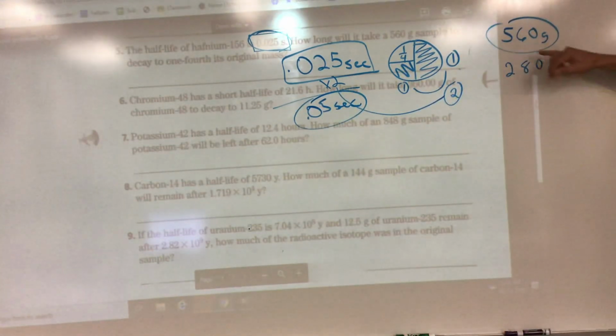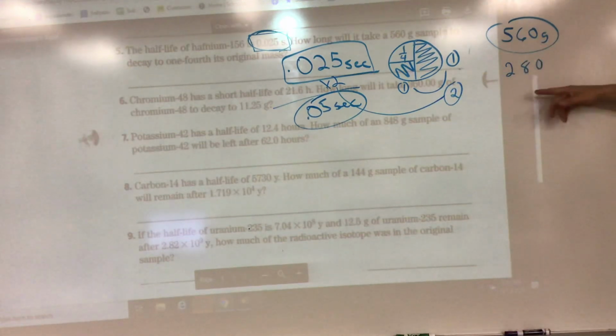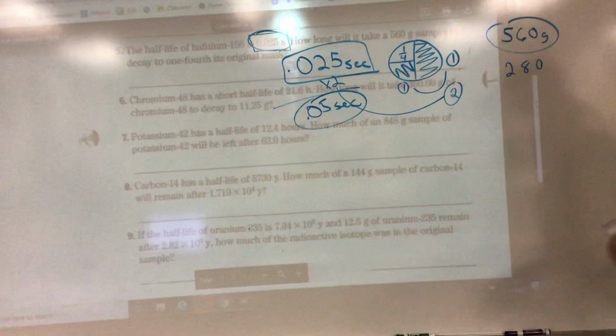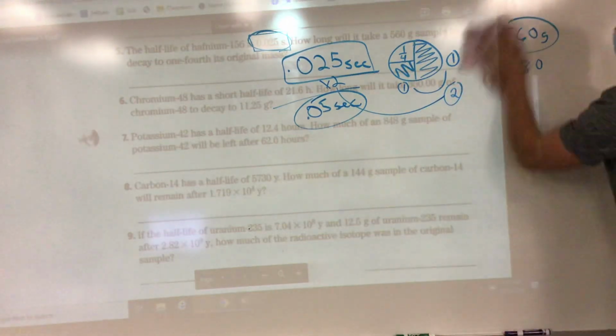So first, I could have divided this. If it had asked me how much mass, I would have just divided this from 280, then went another one, and it would have been 140, but it didn't ask me that. How much of the mass is left? It wanted to know how long it took to get to 1/4 its mass. So once again, I'm still doing all the same stuff, it's just asking me something different, so I have to do it in different orders. That's all, okay? So that's number 5.